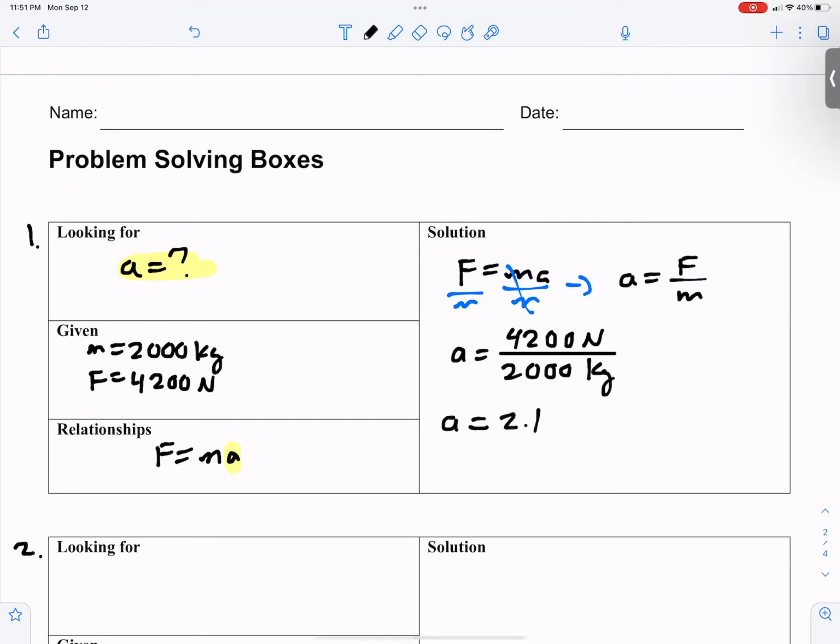And you get 2.1 meters per second squared. Now the unit for acceleration could also be newtons per kilogram. That would be acceptable too.